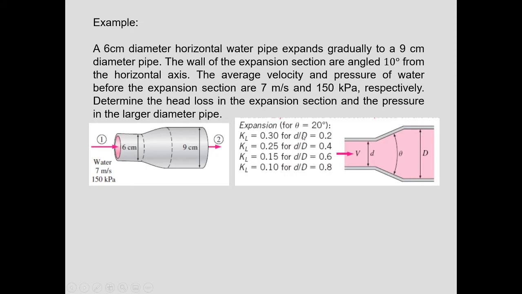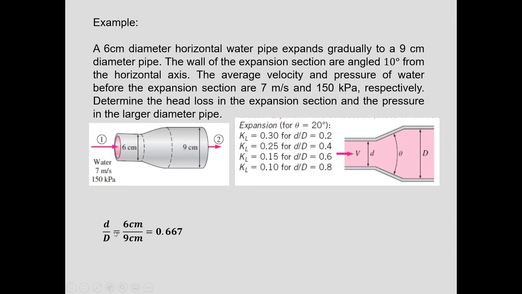So let's look at the angle. In the question it is given that the walls of the expansion section are angled 10 degrees from the horizontal axis. It means that one side of the wall is 10 degrees from the horizontal axis, so for both sides it becomes 20 degrees. That's why we use this table, theta equal to 20 degrees. Now to determine the KL, you need the inner diameter of the first pipe and the second pipe.